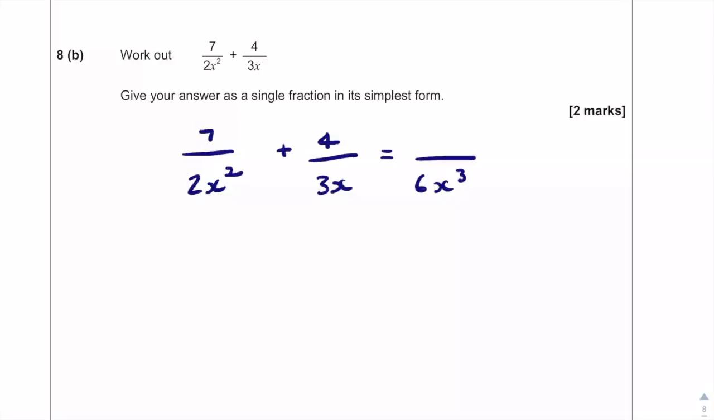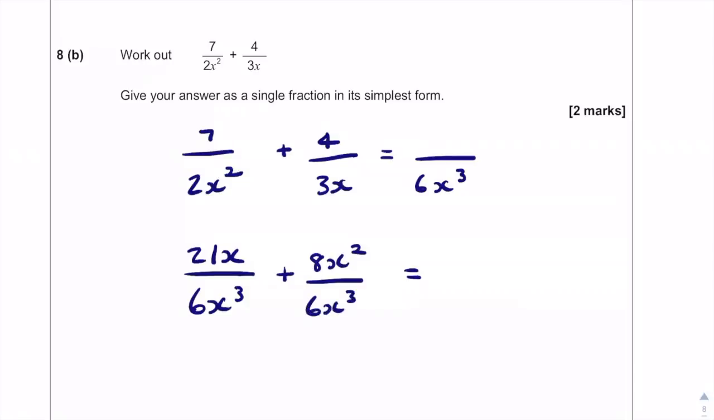Okay, so because I know my denominator's got to be 6x cubed now, I need to rewrite each of these fractions with a denominator of 6x cubed. So for 7 over 2x squared, I'm going to need to multiply both the top and bottom of this fraction by 3x. So 7 times 3x is 21x, and that's going to be over 6x cubed. And I need to do the same for 4 over 3x. But rather than multiplying it by 3x, I'm going to multiply it by 2x squared, because that's what gives me a denominator of 6x cubed. So 2x squared times 4 is 8x squared, and then of course my denominator is 6x cubed.